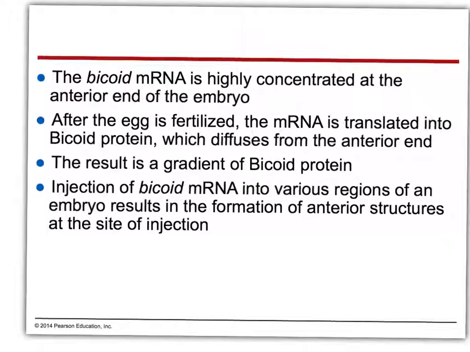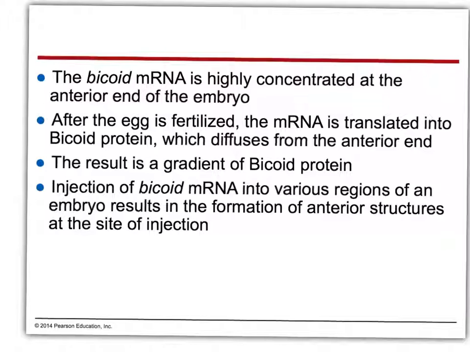So, the bicoid mRNA, which is produced by the mom and stored in the egg, is concentrated at the anterior end of the embryo. After it's fertilized, the mRNA is translated into bicoid protein, and it diffuses from the anterior end, where there's lots of bicoid mRNA. The result is your gradient: high at the anterior end, low at the posterior.